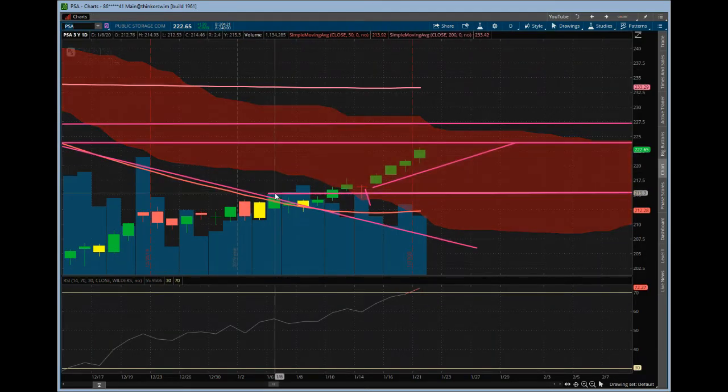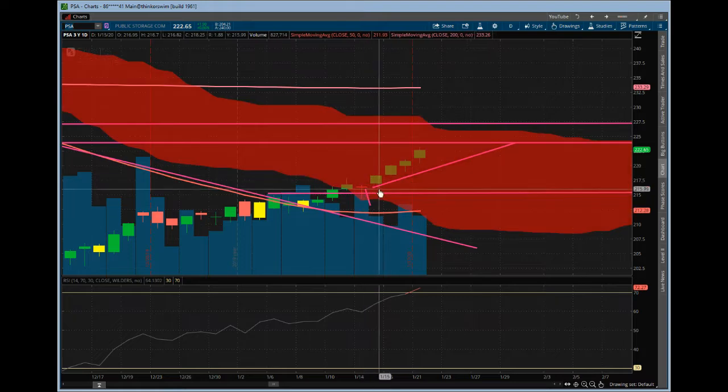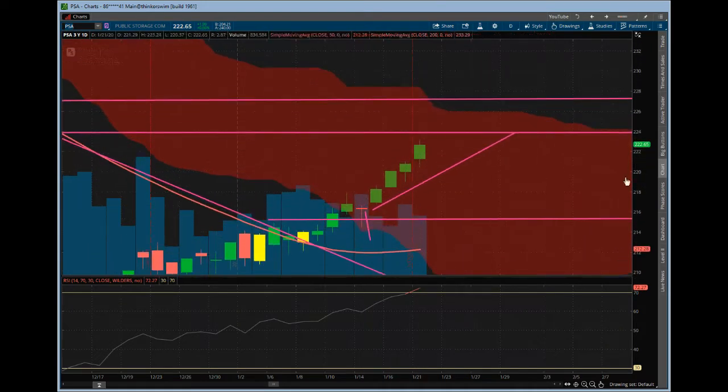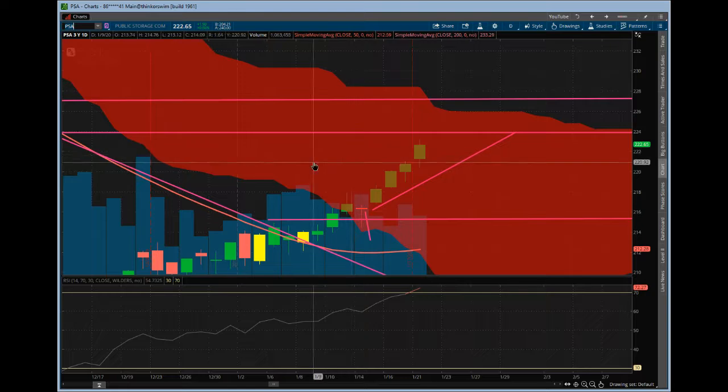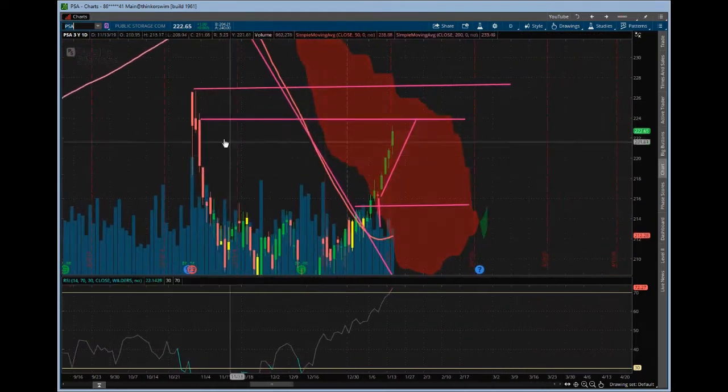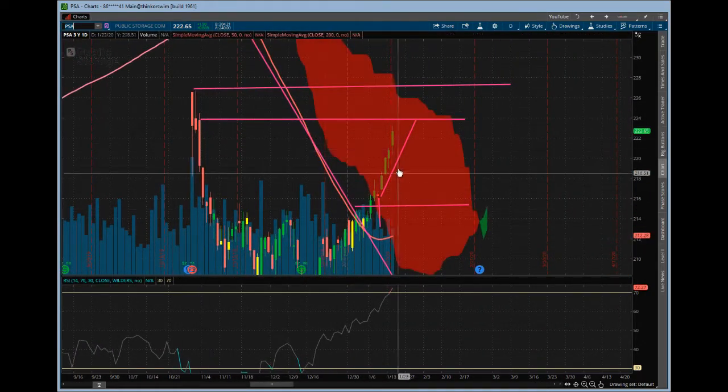We had a nice close above a couple of these levels right here. Didn't really have volume, but it's working its way up nicely on the daily chart and starting to work its way through the cloud. One of the things we did notice here, there's a couple scenes of the breakdown as it's working its way up.